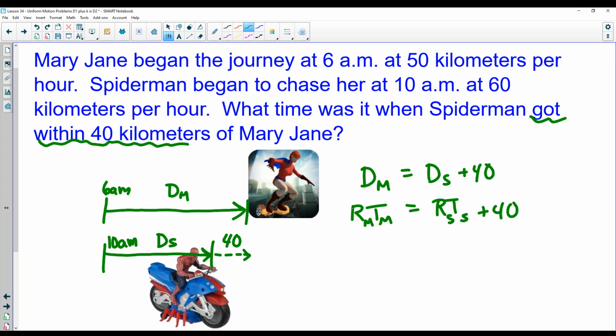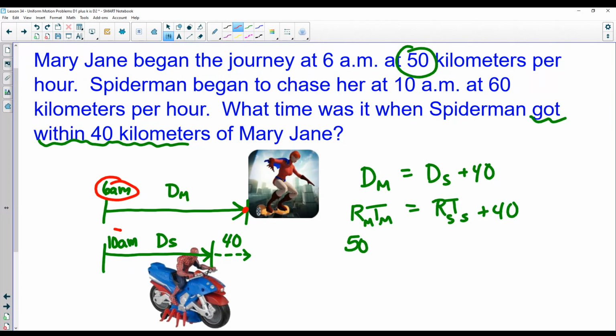What do we know? Do we know Mary Jane's rate? We do, 50 kilometers per hour. Do we know Mary Jane's time? So we know something about her time. We know that she started at 6 a.m., okay, and her rate times time stops here, right? Okay, so from here to here, we got to figure that out.